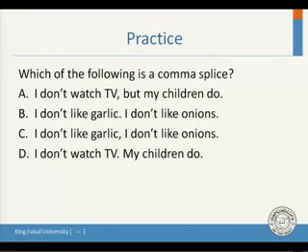Yes, it is a correct sentence. I don't like garlic, full stop. I don't like onions. 2 simple sentences. Correct. I don't like garlic, comma. I don't like onions. 2 simple sentences. 1 comma in between. Incorrect. And this is what? A comma splice. The last option is correct. I don't watch TV, full stop. My children do. 2 simple sentences. Correct.